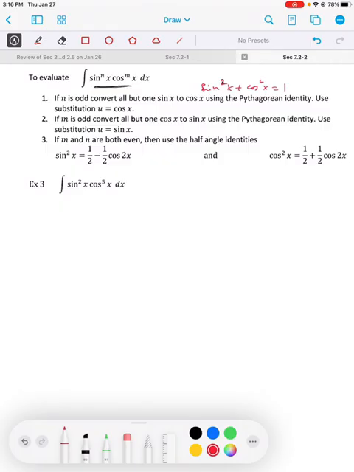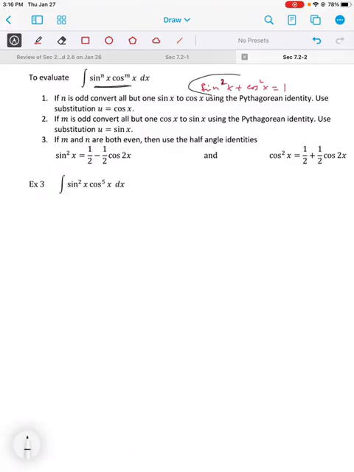So if you have an odd power of sine, you can always keep one sine separate and write the rest as an even power of sine, and then you can apply this identity. Once you simplify that, you will make the substitution u equals cosine of x, and then you will go from there.